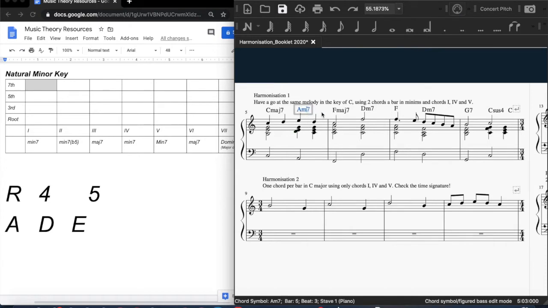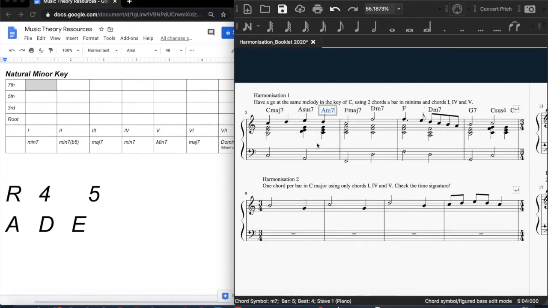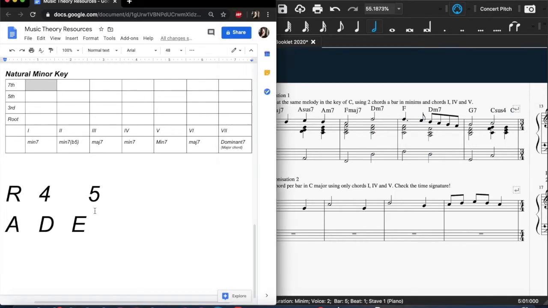And this is like an A, because technically it's not really minor now, because it doesn't have a third. So we call it A sus 7 or something like that would do. And then this one, A minor 7. So when it resolves. So that's suspensions.